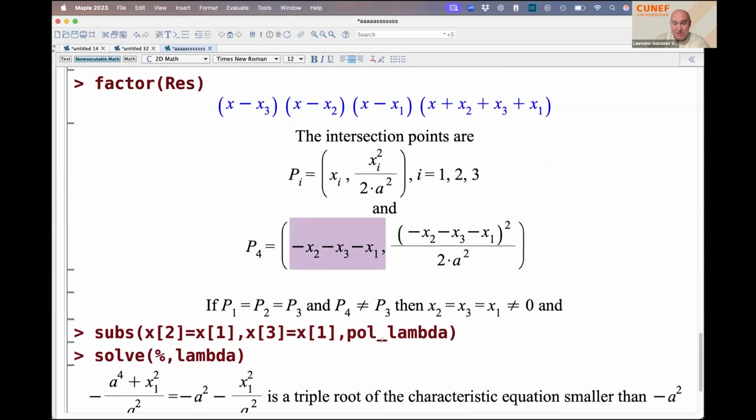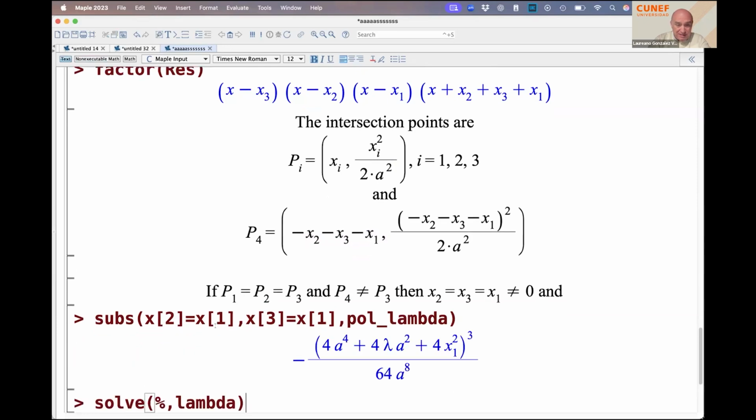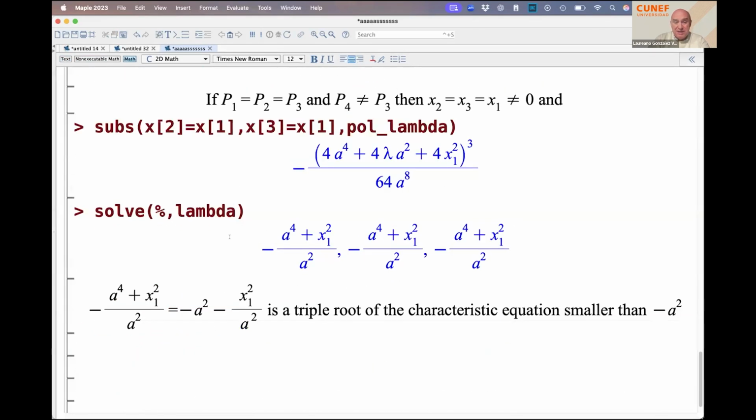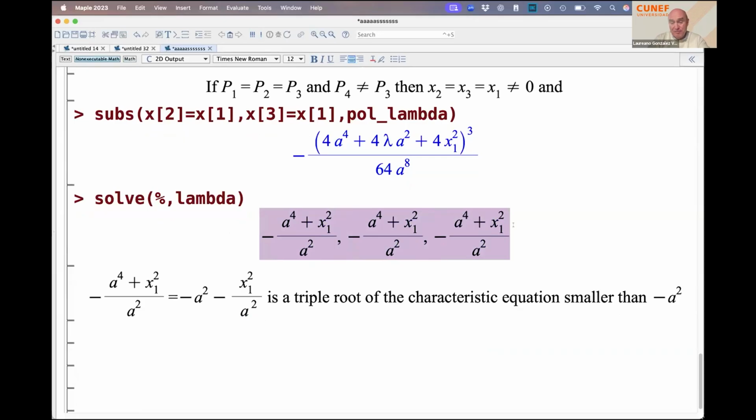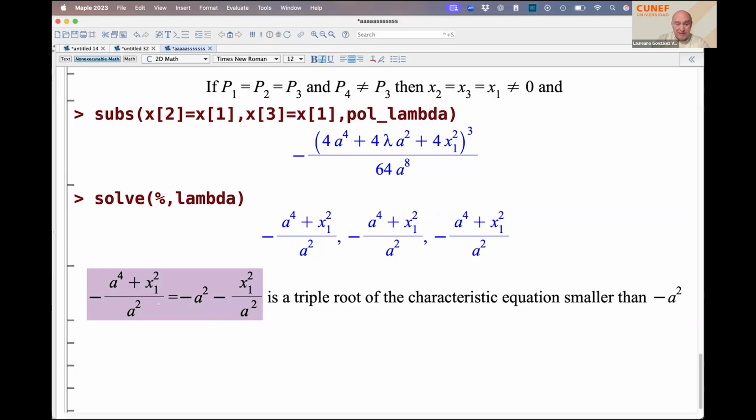We have the 4 points, and now what we do is just to see what is happening when 3 of them are equal. And so in the first possibility, there are many more, we get it in this case. You can see the triple root. So we have proved that if we have this geometric configuration, our characteristic equation has a triple root, and you can easily see that this triple root is smaller than minus a squared.